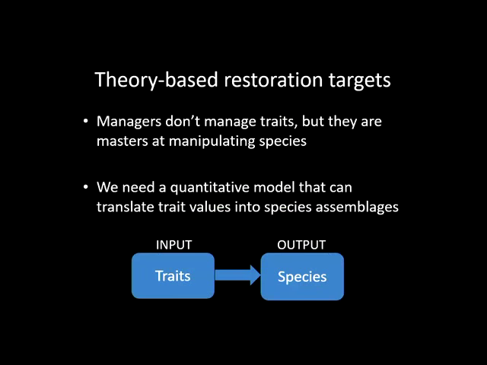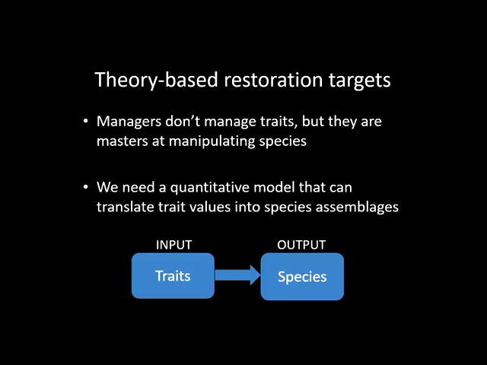Okay, so one thing I want to say right up front is that managers don't manage traits. Okay, this is an important thing. These are just attributes of a species, but managers are masters at manipulating species. So as an ecologist, our job is to be able to create a tool that can translate these traits into species assemblages that can therefore be manipulated. Okay, so at the very simplest, if you remember one thing, what this model does is you input traits into the model, and the output is a species relative abundance distribution that satisfies those traits that you specify.